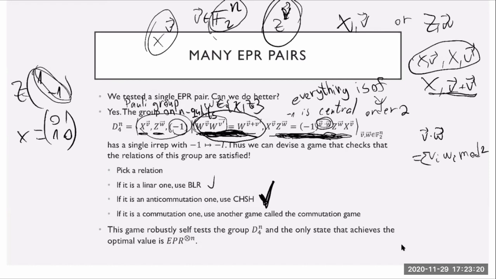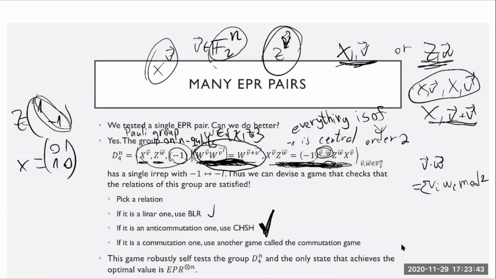And actually, there's another thing called the commutation game that I'm not going to talk about right now. It's an even simpler test, simpler than both the BLR linearity test and the CHSH game. You can again just send 2 questions to one of them, a single question to the other, and all of the questions are of this form. They answer only using bits, and if they pass the test with optimal probability, it means that the matrices that they used to play this game are a representation of D4 to the N.